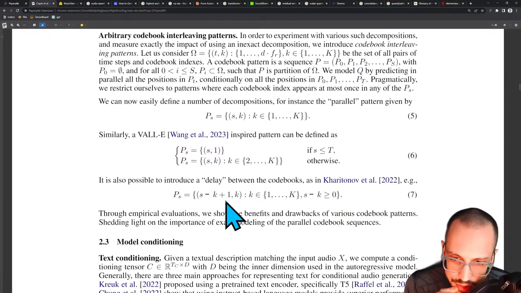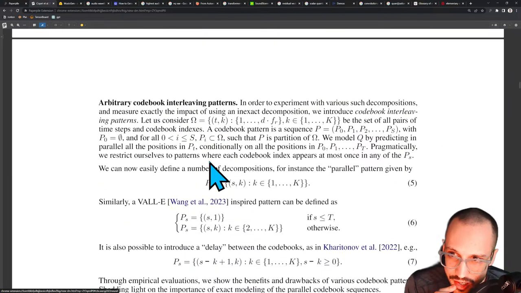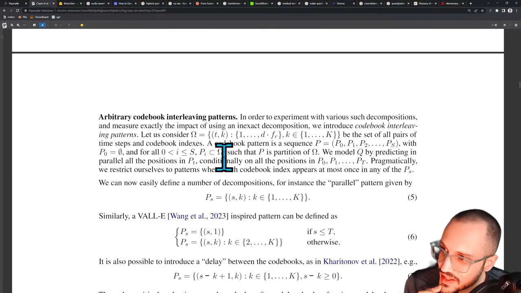Oh my god, and this just gets even more complicated. Audio arbitrary codebook interleaving patterns.